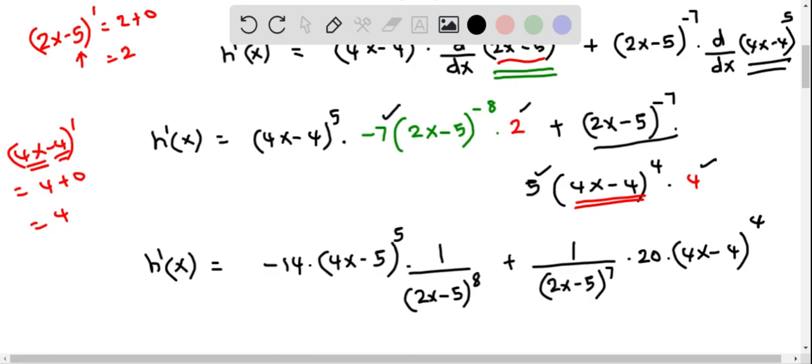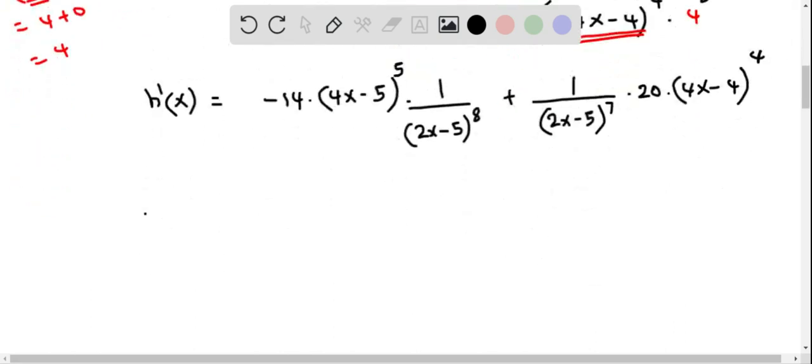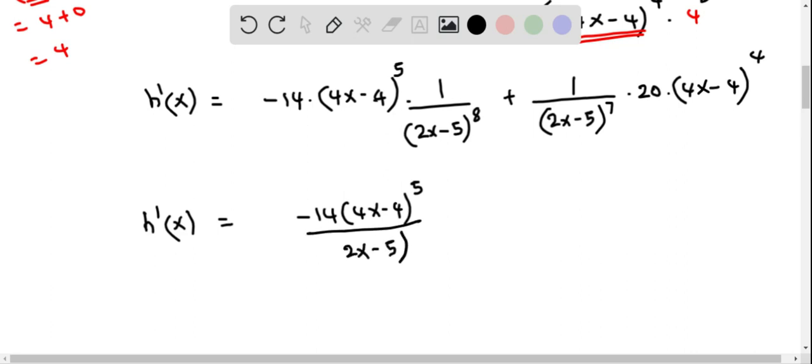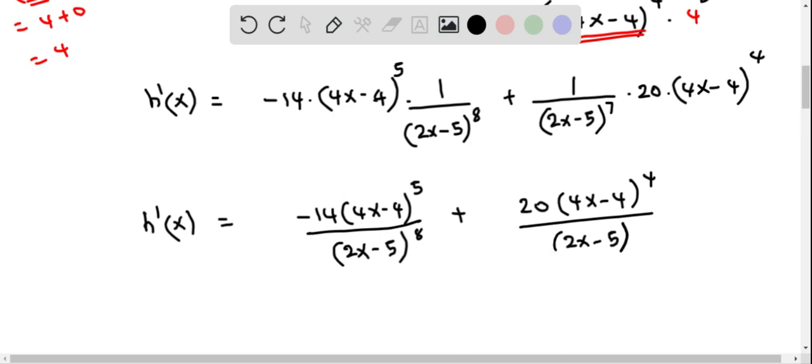And so let's put this in appropriate fraction form. So we have h prime of x, and this equals, in the numerator we have negative 14 times (4x minus 4), this is basically 4, it is not 5, minus 4 raised to the power of 5, and in the denominator we have (2x minus 5) to the power 8, plus the next fraction is we have 20 times (4x minus 4) raised to the power of 4 divided by (2x minus 5) raised to the power of 7.